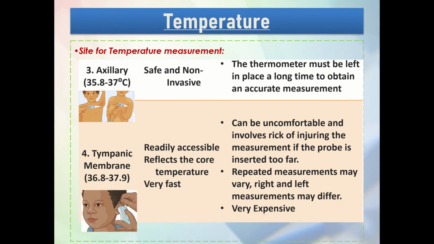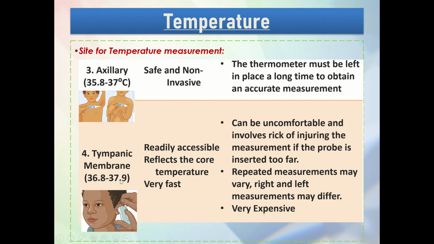The third one is the axillary. Ito yung sa kilikili. 35.8 to 37 degrees Celsius is the usual range. That is the normal range for axillary. Advantage, it is safe and non-invasive, and this is the most common, axillary. The disadvantage lang is that thermometer must be left in place a long time to obtain an accurate measurement.